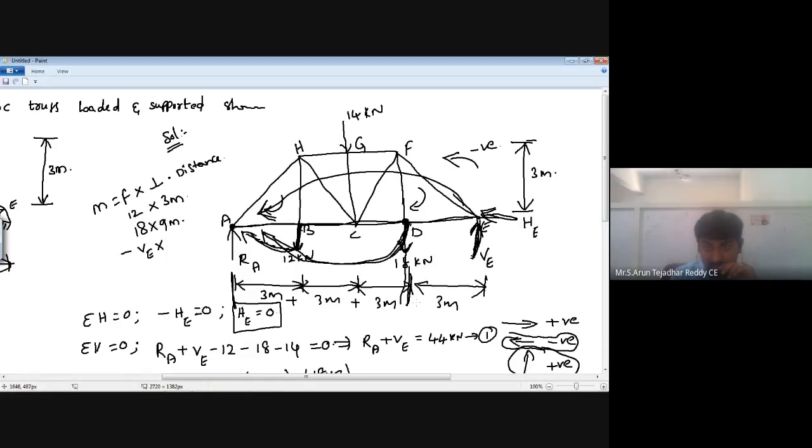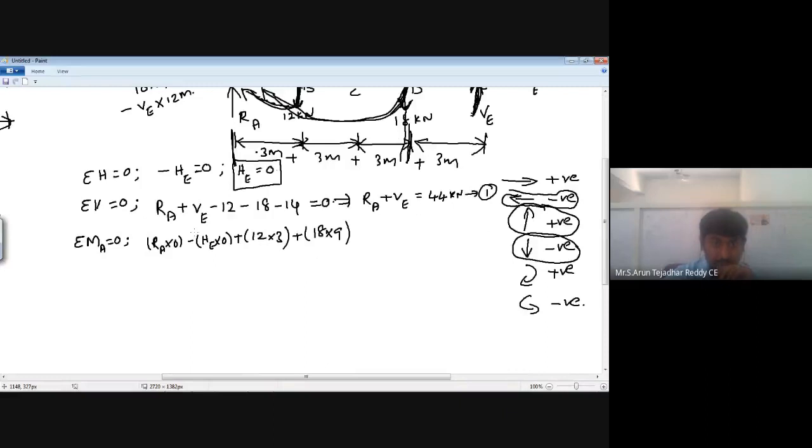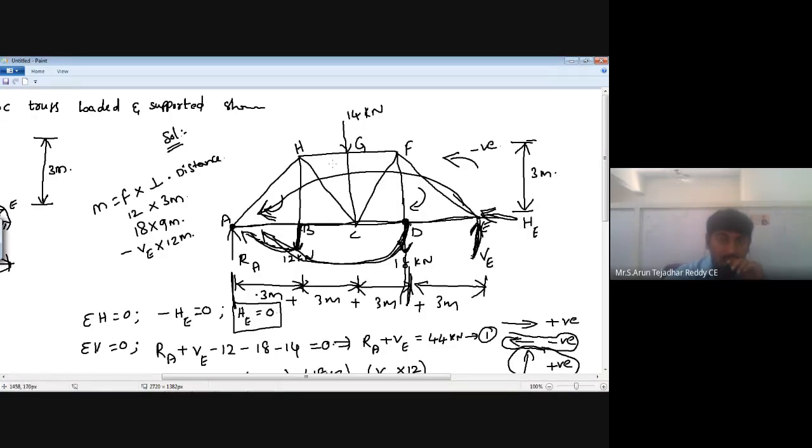It means 3 plus 3 plus 3 plus 3, totally 3, 6, 9, 12, 12 meter, minus VE into 12. And one more force is acting here, that is 14 kilonewton at point G. It is acting in the downward direction, so from G to A, our moment about A.